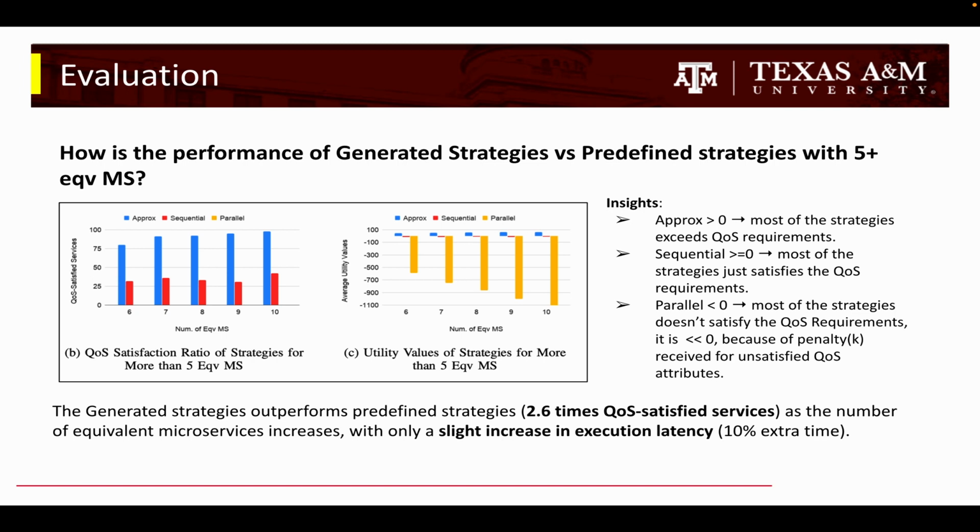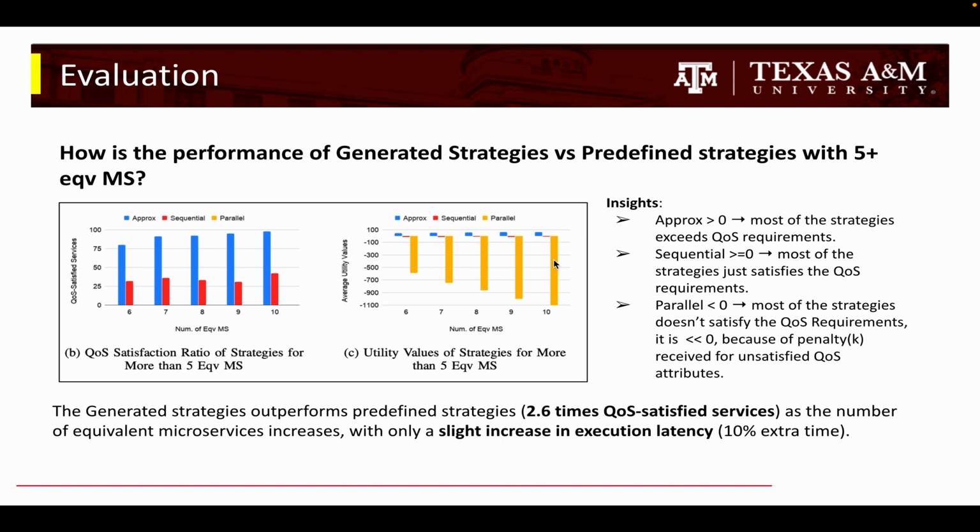This experiment simulates such a scenario. As we see in the figures, when we increase the number of equivalent microservices, the strategies generated through the approximation algorithm outperform the predefined strategies such as sequential and parallel. In the second figure, if we observe closely, we can see that the approximation algorithm always produces positive utility index values, which means most of the generated strategies exceed the QoS requirements, while sequential just satisfies them, and parallel is mostly negative.